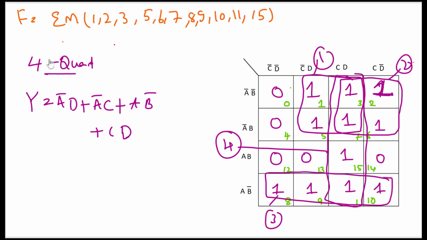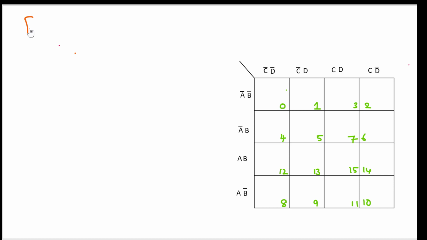Now let's take one more example. Let's take F equals pi capital M of (12, 13 and 14). Now your expression is given in the form of max terms, that means you have output 0 at these three places, these three max terms, and at all the rest of the places it is 1. So first you fill the zeros at 12, 13 and 14, and the rest are all ones.